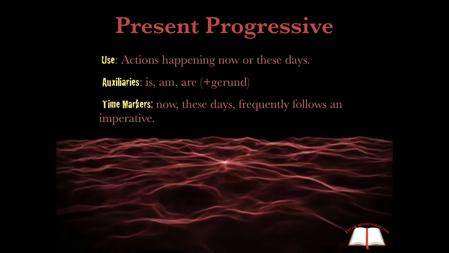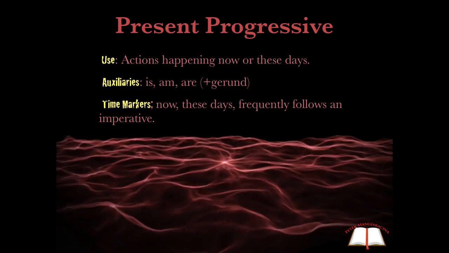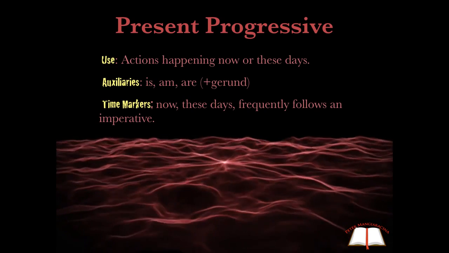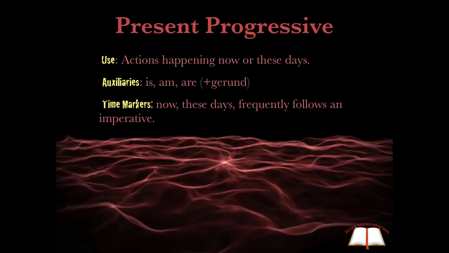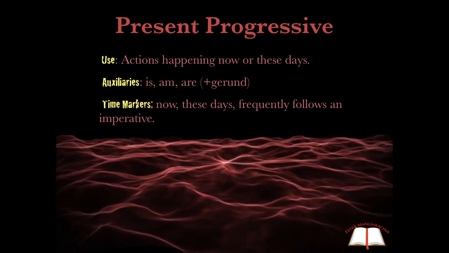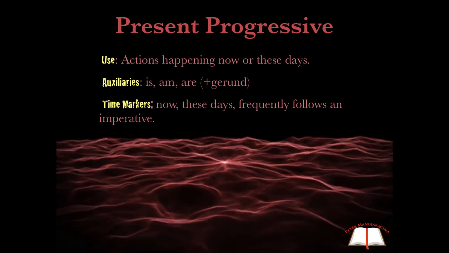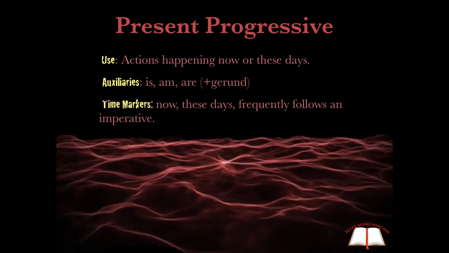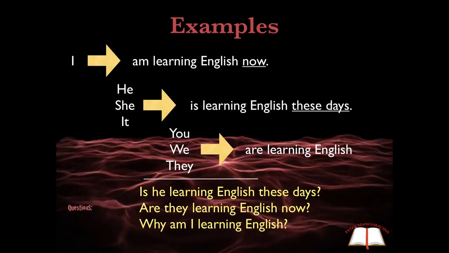Frequently, we use the progressive after an imperative. An imperative is like an order. Look, or stop. So, look, the waiter is coming is a typical example of using the progressive tense after an imperative. And here are some examples.